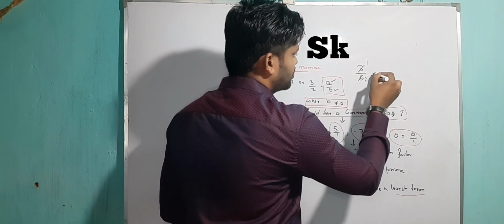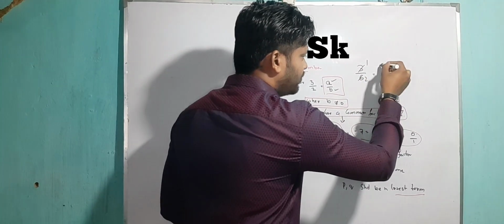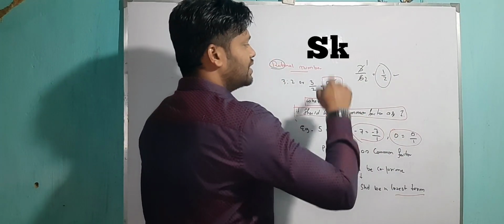3 1s are 3, 3 2s are 6. So 1 by 2. Can we further cancel it? No. So this is the lowest term. Now you have to see this one and identify whether it's rational or irrational.